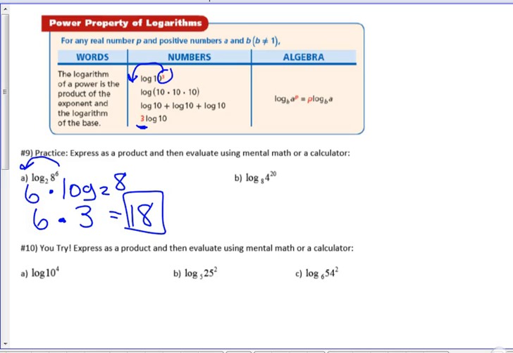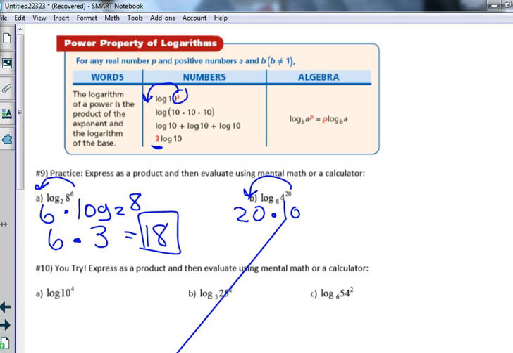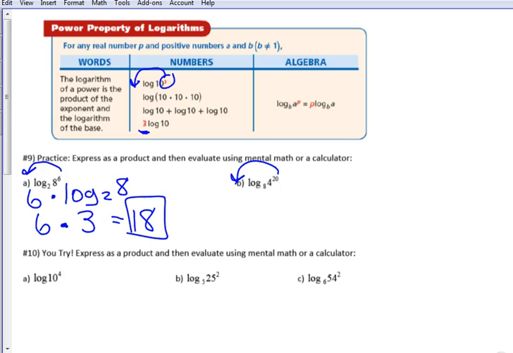All right, next one. I see I have a log base 8 of 4 raised to the power of 20. I'm going to take my 20 and move it to the front of this problem to get 20 times, whoopsie, my paper touched the board. There we go. Let's try this again. 20 times log base 8 of 4. All right, now I need to evaluate it, so I'm going to actually figure out what log base 8 of 4 is.